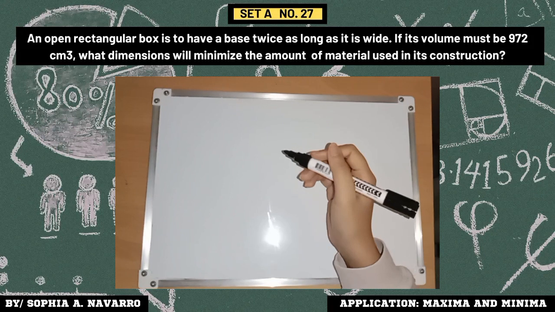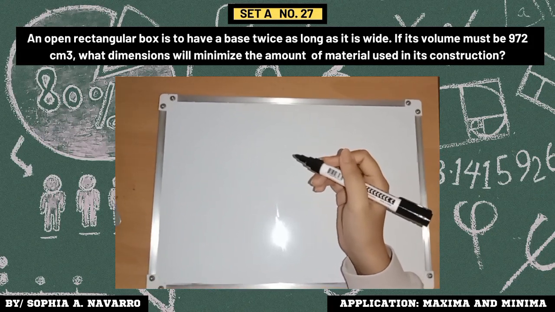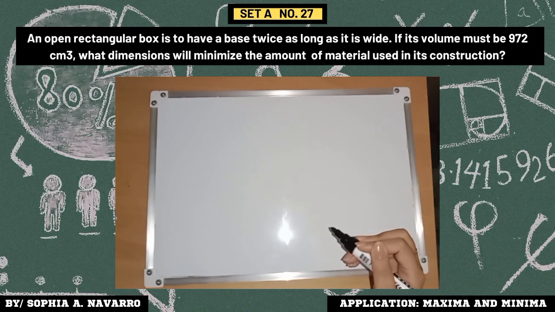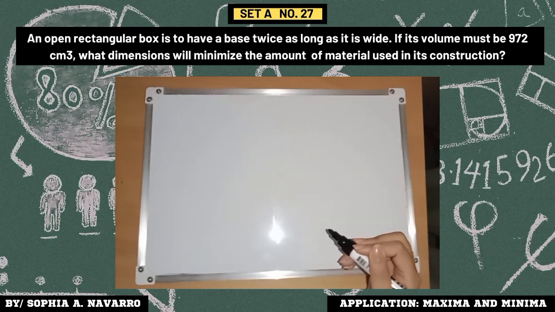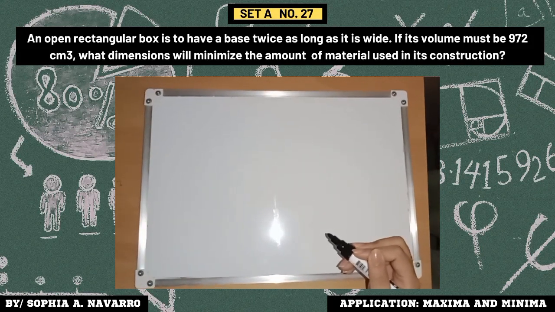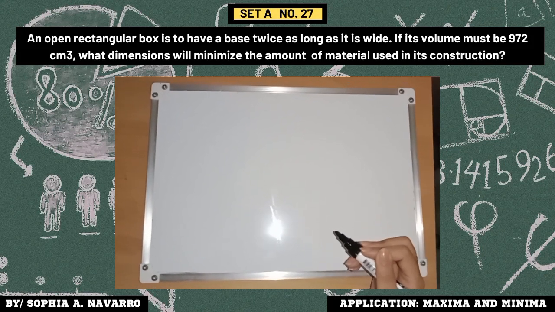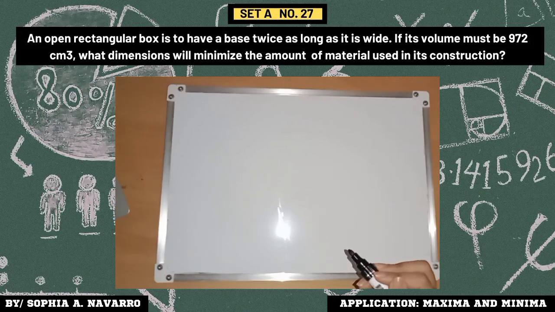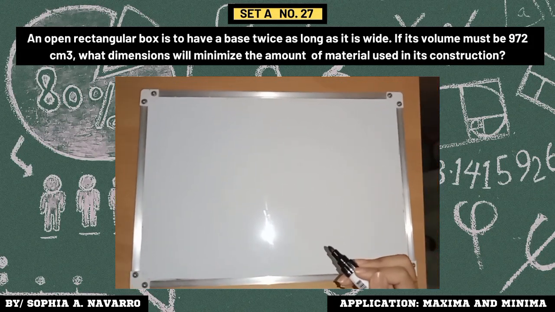My problem is an open rectangular box is to have a base twice as long as it is wide. If its volume must be 972 centimeter cube, what dimension will minimize the amount of material used in its construction?